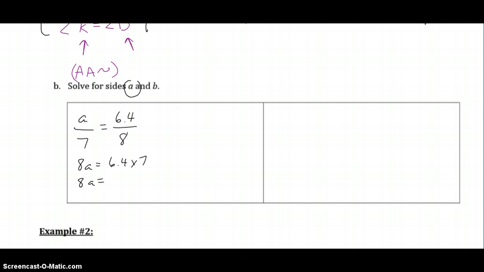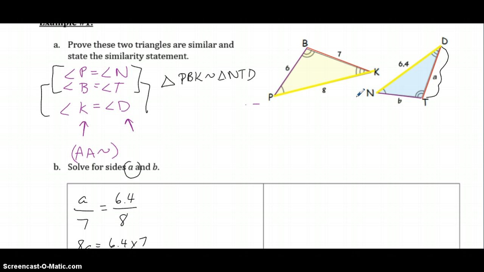8A equals, actually I'm just going to do it in one step. So then we would divide by 8, and I get A equal to 5.6, like that. Okay. That's one way you can go about it. You can just look at the sides, which ones match up, and try to set up your ratio.